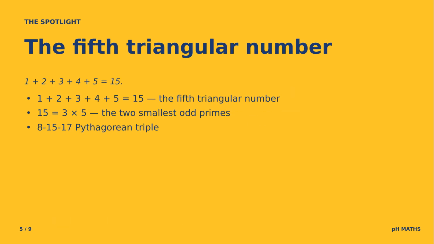The fifth triangular number. Triangular numbers come from stacking dots in triangles. 1, then 1 plus 2, then 1 plus 2 plus 3, and so on. So 1, 3, 6, 10, 15. The fifth triangular number is 15, and you can see it geometrically as a triangle of 5 rows. The formula for the nth triangular number is n times n plus 1 all over 2. So the fifth is 5 times 6 over 2, which is 15. Showed up in any sequence question? Triangular.